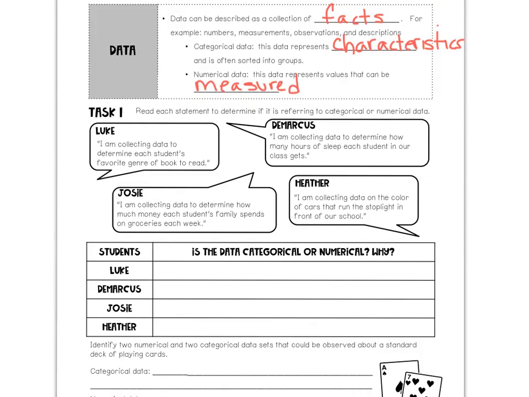Task 1. Read each statement and determine if it is referring to categorical or numerical data. Remember, if you need to pause this to fill in, please do so. Luke says, I'm collecting data to determine each student's favorite genre of book to read. Well, is that categorical or numerical? In this case, it's categorical. Okay, the responses will be the genres.